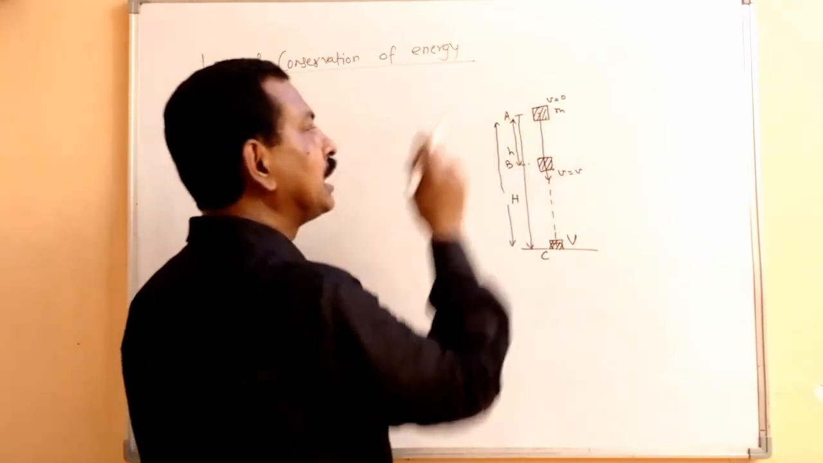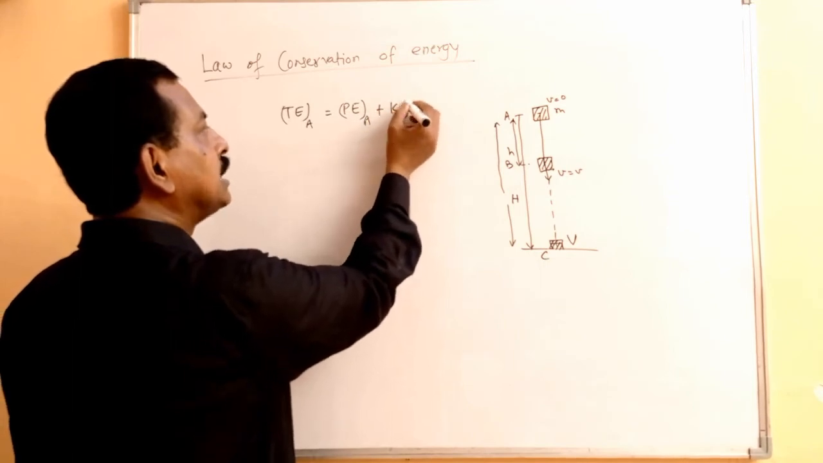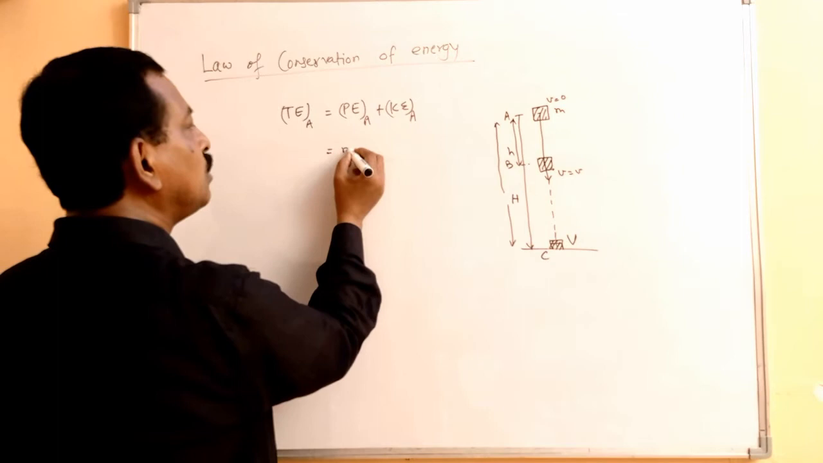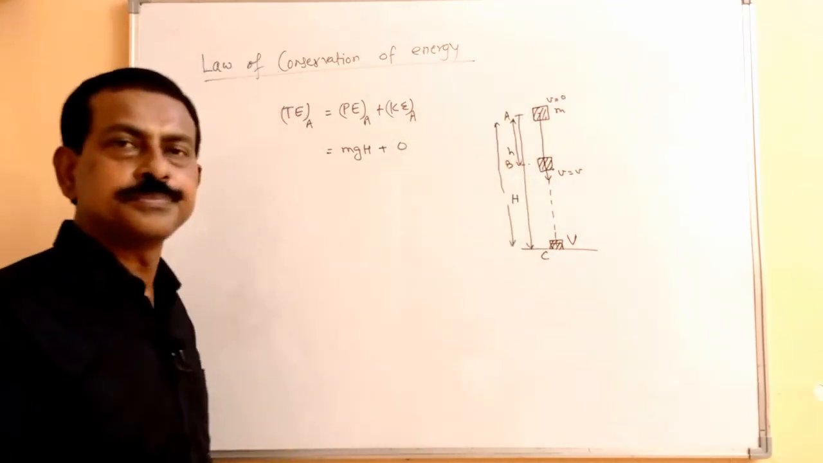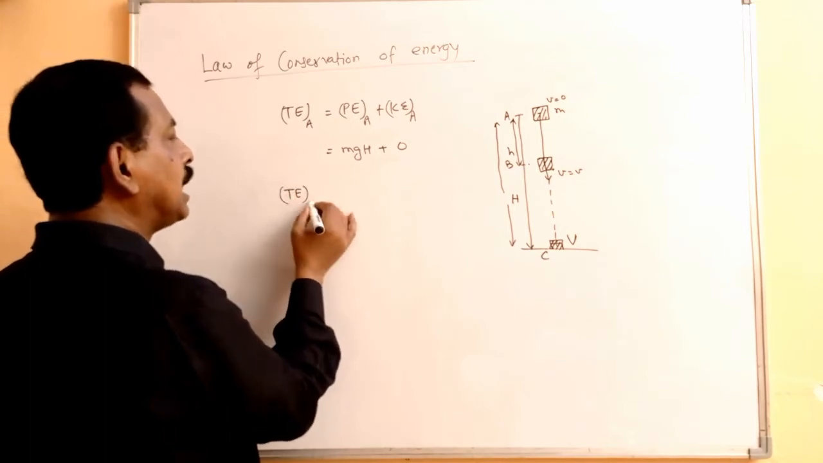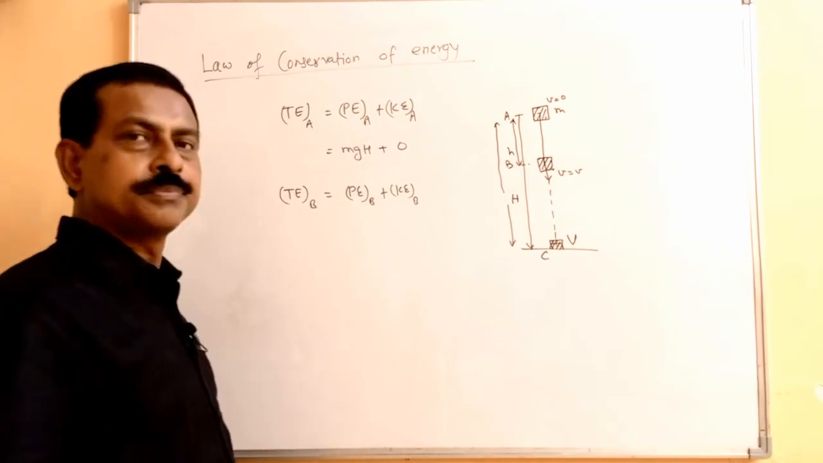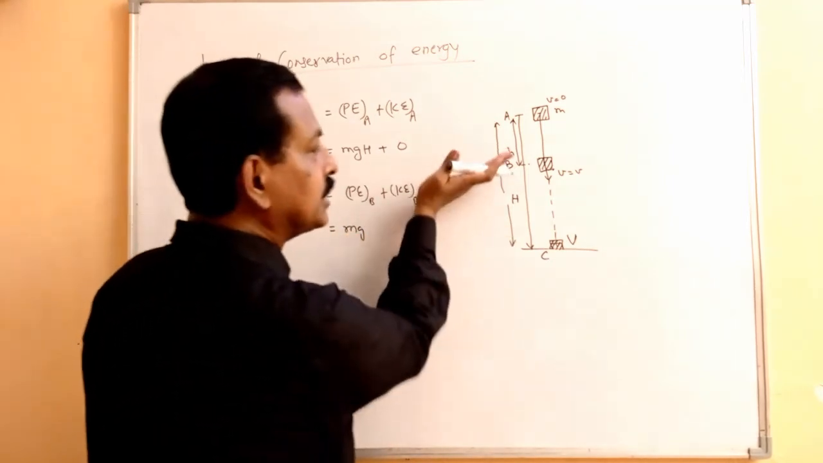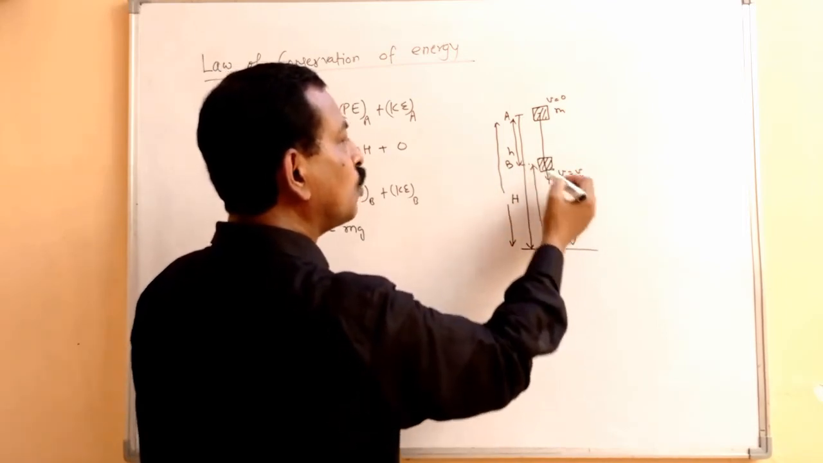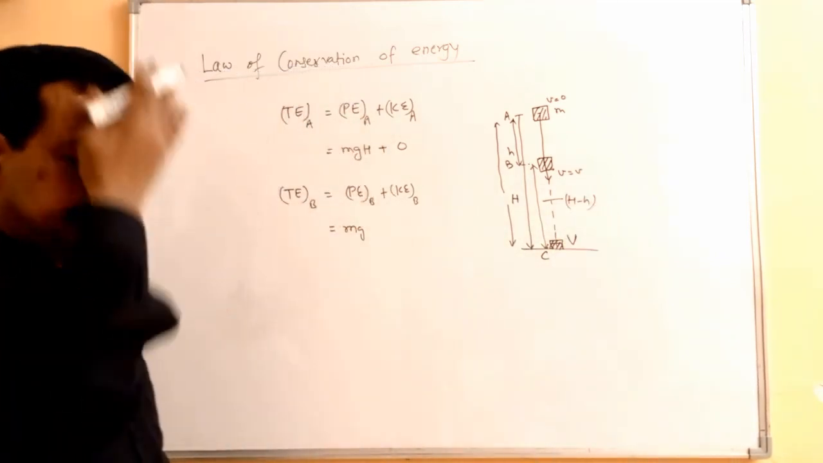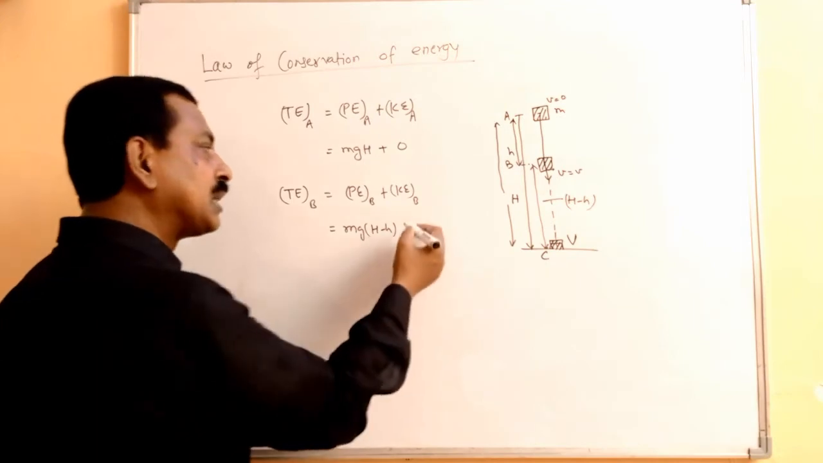So if you consider the total energy at A, it will be potential energy at A plus kinetic energy at A. Potential energy at A will be how much? It will be mgH, because it is at a height H, and kinetic energy will be 0 because its velocity is 0 here. If you now consider the total energy at B, this is potential energy at B plus kinetic energy at B. Now potential energy at B will be mg times its height. This was your small h, this was your capital H. So this height will be capital H minus small h. So potential energy will be mg(H minus h), plus the kinetic energy at B.